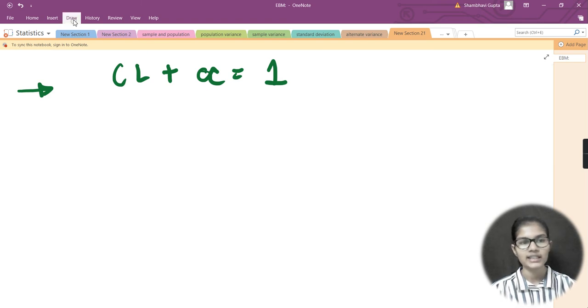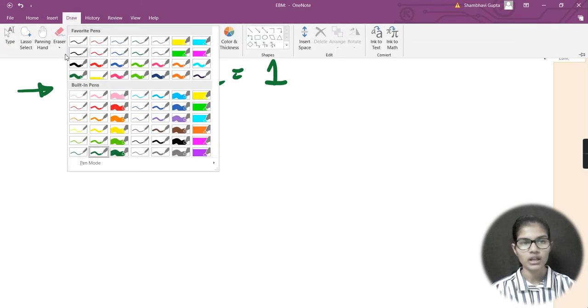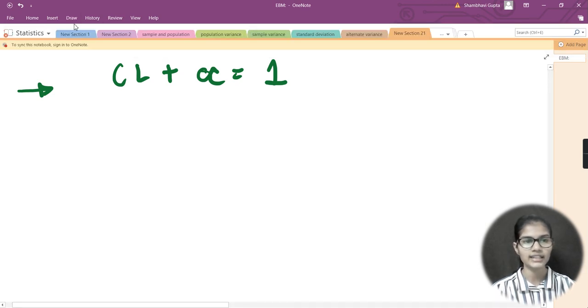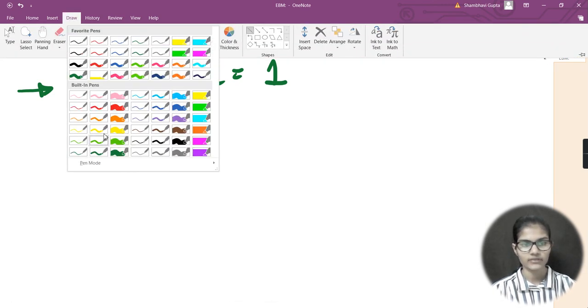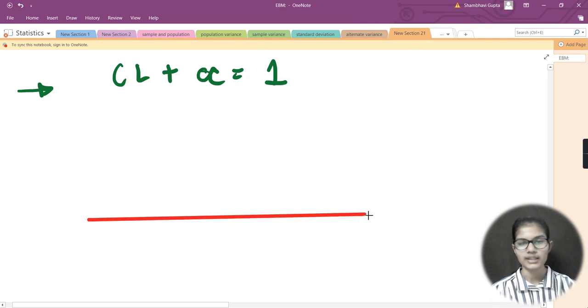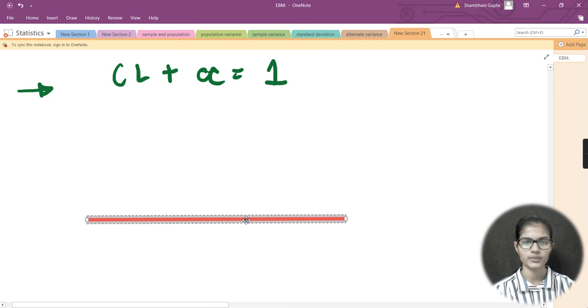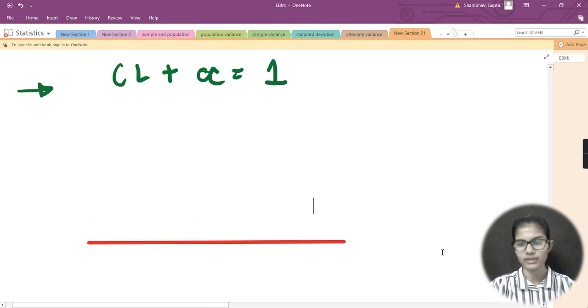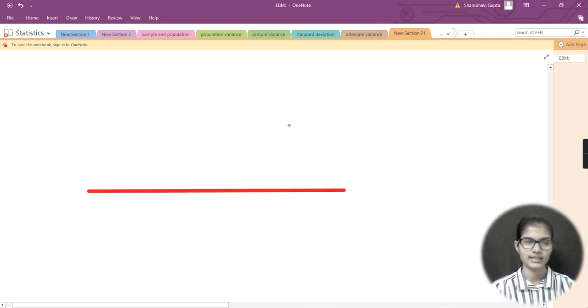Now it's the turn for making the graph. I request you to listen to me a little bit more carefully. I will take a different color so that it is properly done, and I will make a line here.